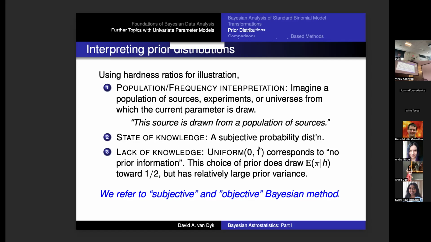State of knowledge, a subjective probability distribution. That's something about what I believe about this particular source. Maybe it's based on research on the literature or previous observation of the source, or maybe it's a little bit my gut instinct. That's going to be a little bit less convincing, but maybe there's some of that in some cases. Or maybe you're in a situation you don't know what you're looking at, right?